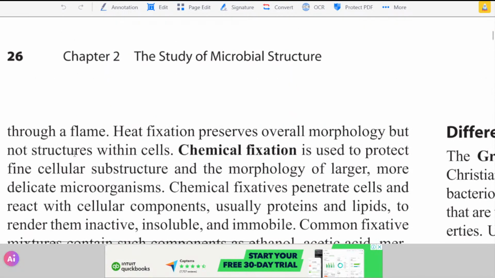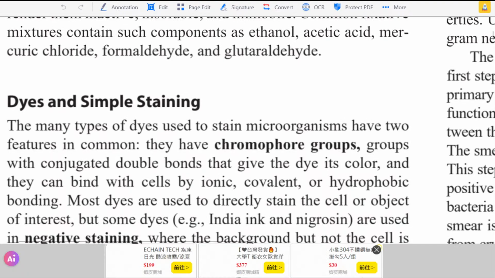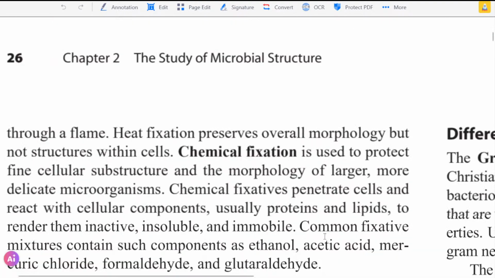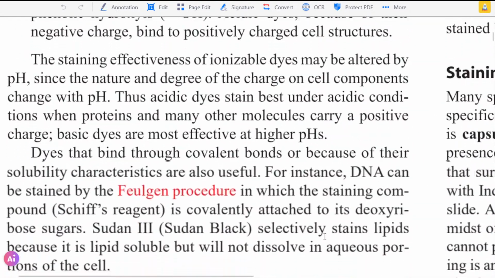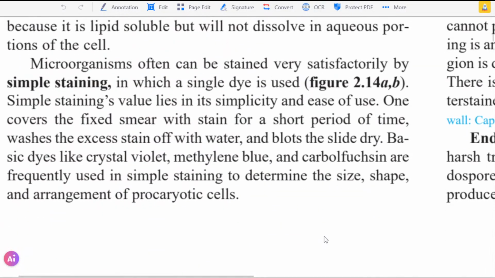Wait, what happened? I am so sick of these ads.